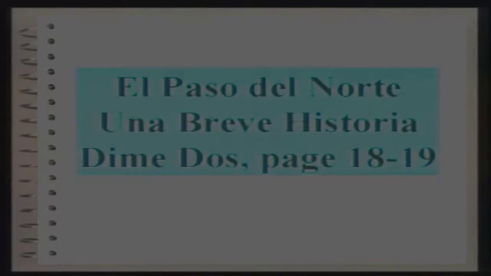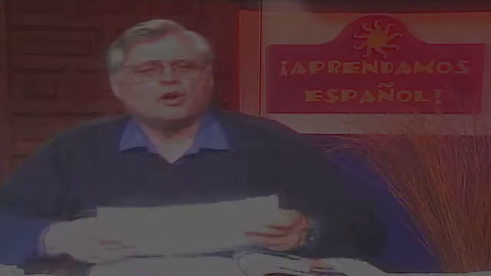You'll notice that when you get to page 18, the title is El Paso del Norte, una breve historia, a brief history. I wonder if we know very much about El Paso. Do you know that it was a region that was there long before the United States became the United States? In fact, the history of El Paso, the area, stems over 400 years.